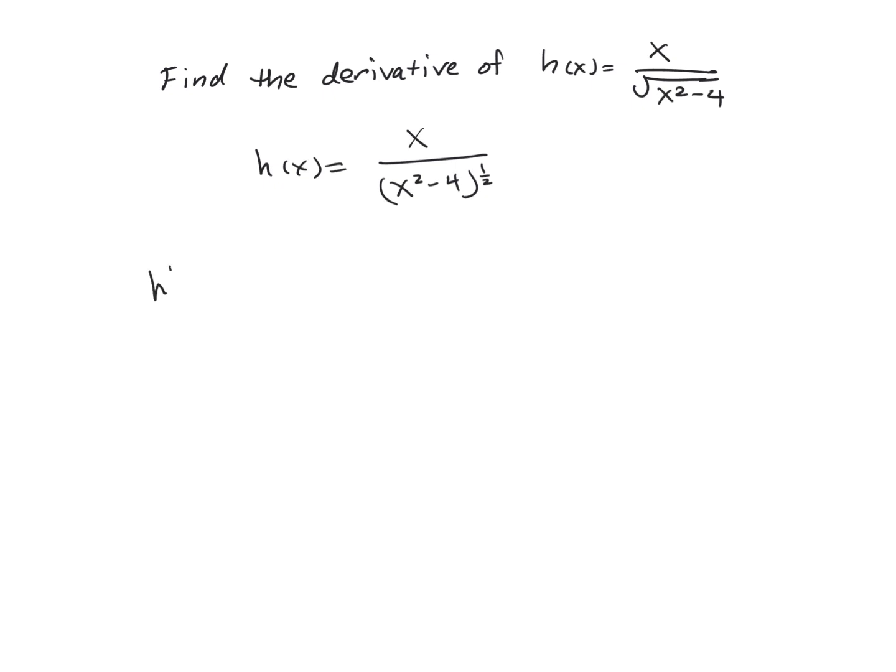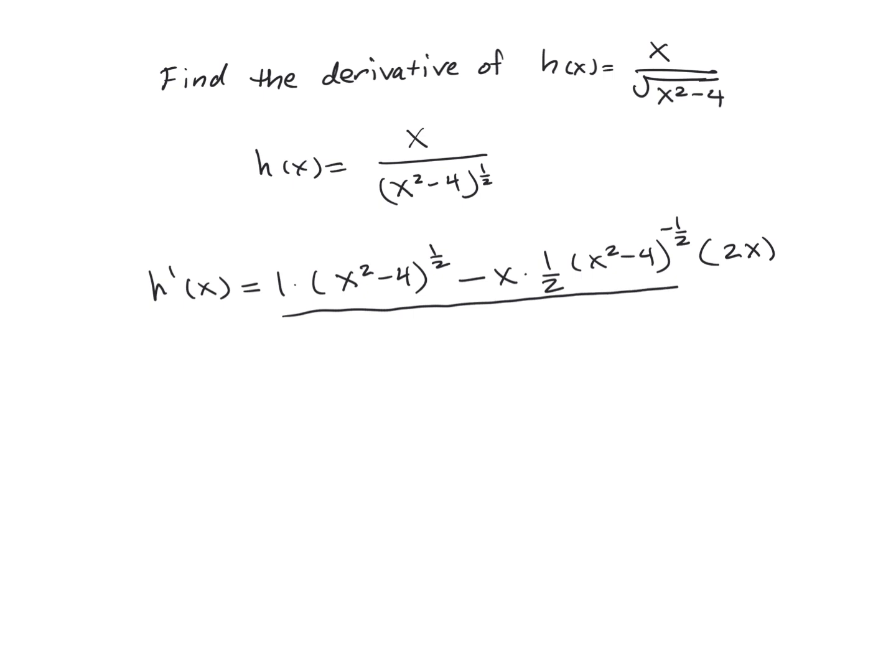So now finding that derivative using our quotient rule, derivative at the top is just 1 times the second, x squared minus 4 to the 1/2 power, and there's a minus top function times the derivative of our denominator, 1/2 x squared minus 4 to the negative 1/2 using the power rule times the 2x, and that is all divided by x squared minus 4 to the 1/2 power quantity squared.